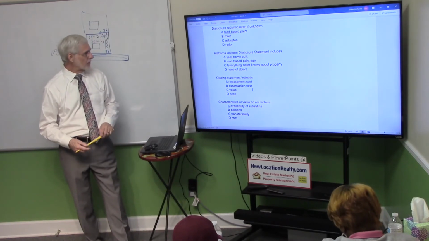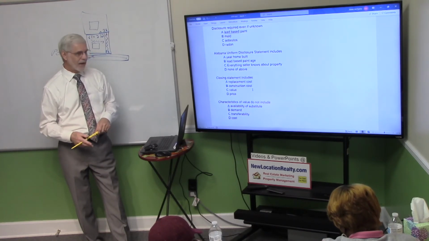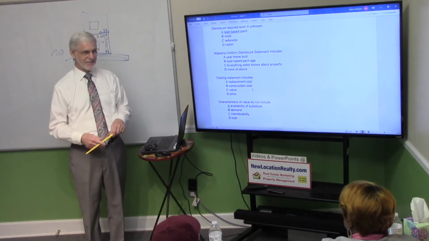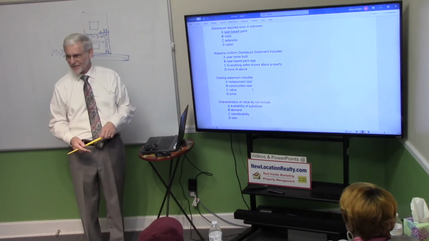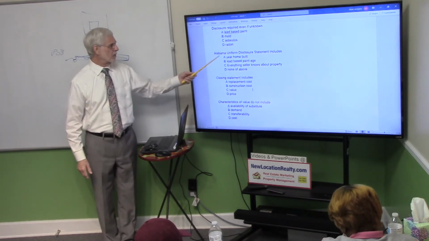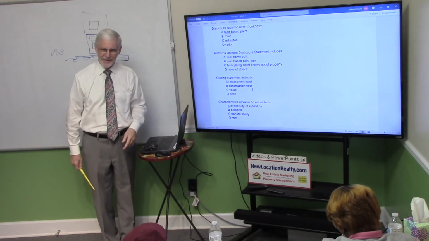Alabama Uniform Disclosure Statement includes... Wait a minute. We don't have that. That's where you need to know. We don't have one of those. We don't have disclosures. It looks official though, the Alabama Uniform Disclosure, all in capital letters, looks like that's a real thing.